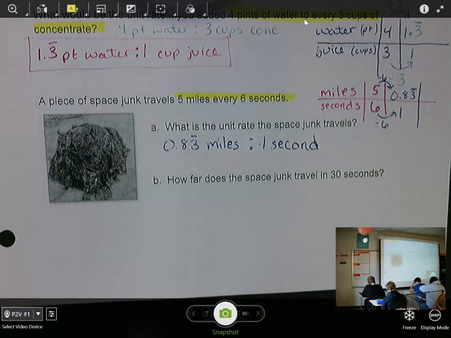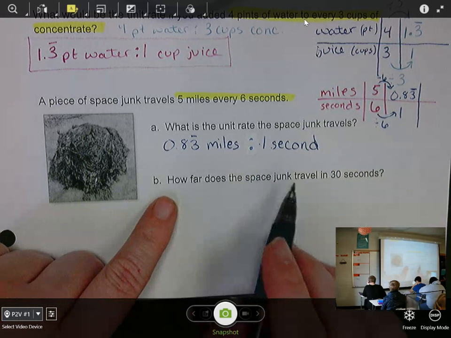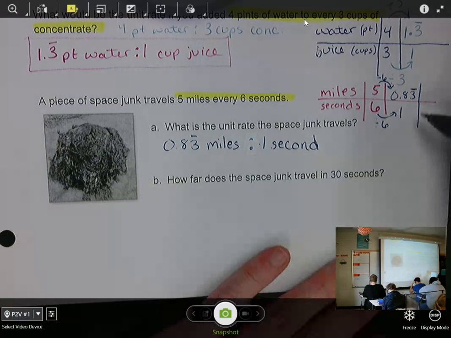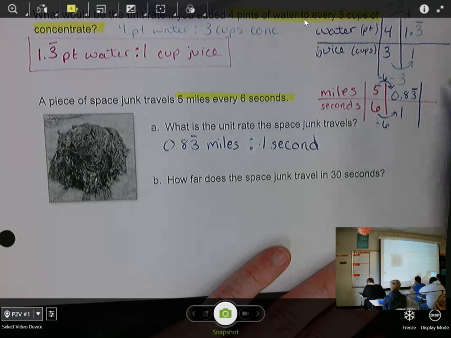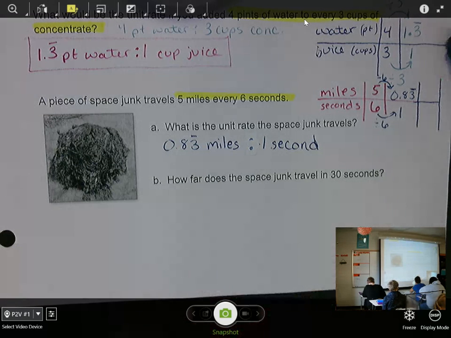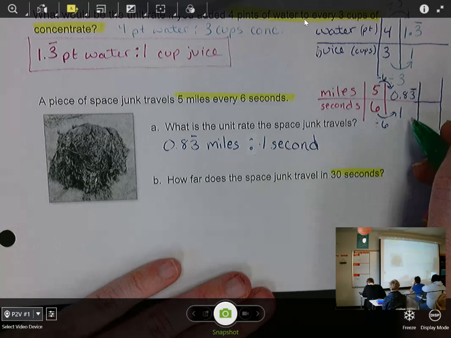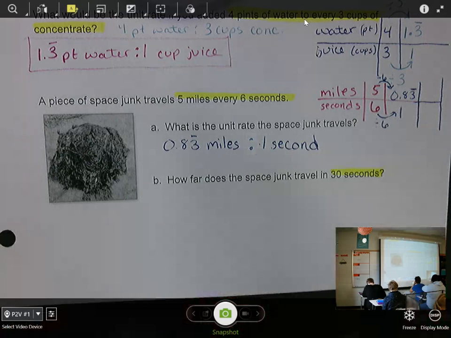Part B. Here's why I've been making the table for you, because a lot of people get confused with this part right here. It says, how far does the space junk travel in 30 seconds? On your table, see how I've drawn this line at the end? You want to extend your table and make a blank spot. That table we're already working on. Now, this says 30 seconds. Is seconds on top or bottom? It's on the bottom. So I want to make my bottom number a 30.